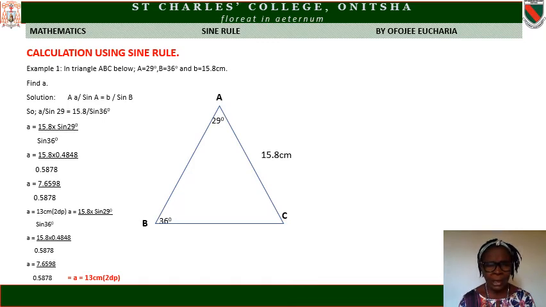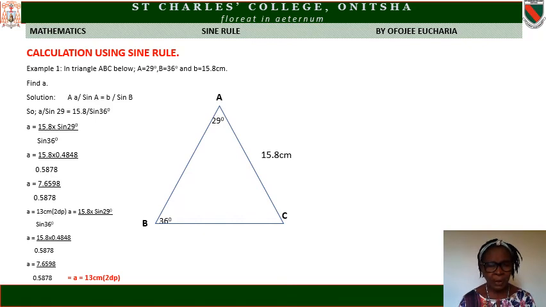A over sine A equals B over sine B. Now, we want to fix what is there. Remember, they asked us to find A. So we have A over sine 29 degrees equals 15.8 over sine 36 degrees. You can now see why I asked you to bring out your calculator and your four-figure table.